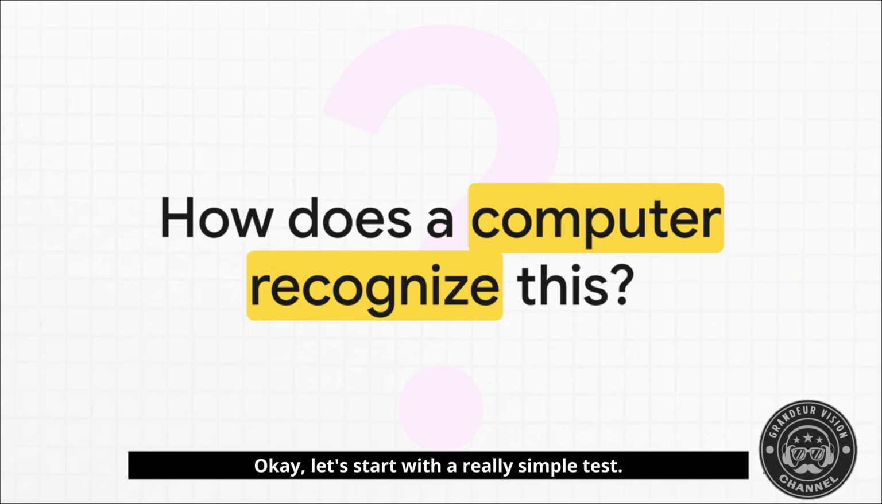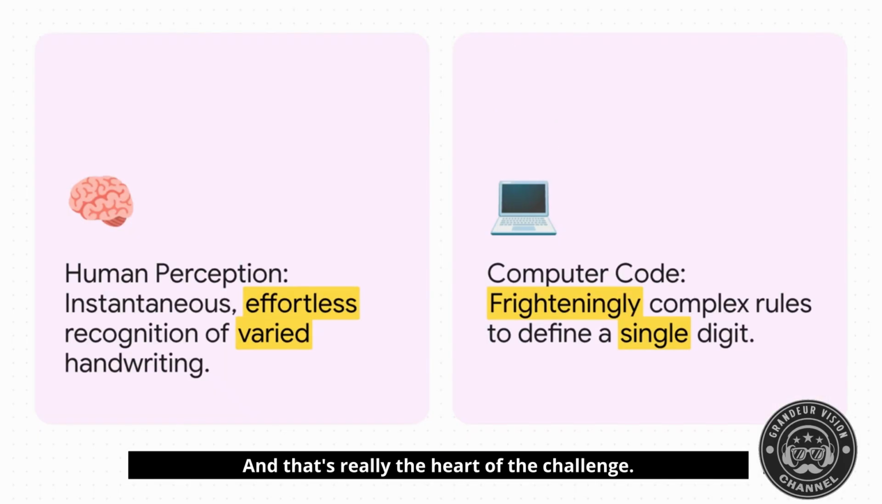Okay, let's start with a really simple test. Your brain, my brain, we instantly know this messy, low-resolution number is a 3, right? We can recognize a 3 written in a million different ways without even thinking about it. But for a computer, this is a surprisingly difficult problem. And that's really the heart of the challenge.